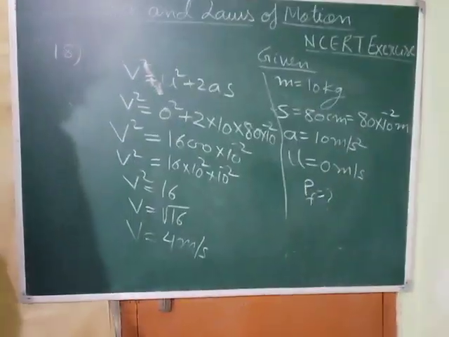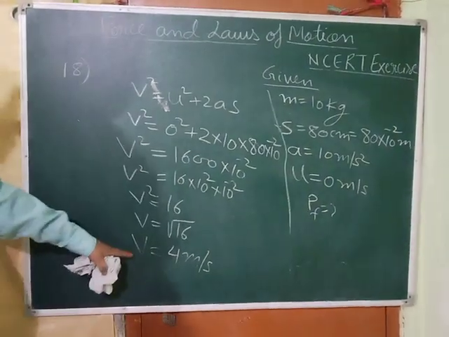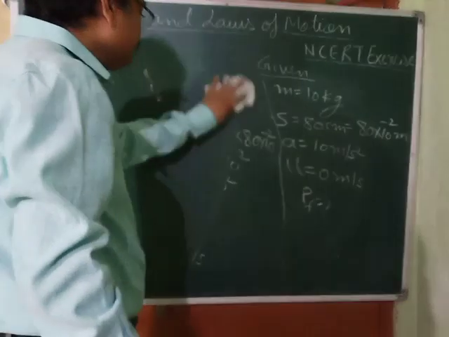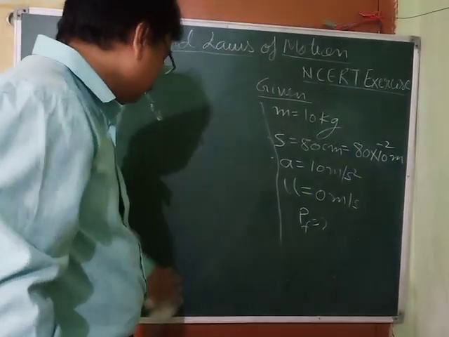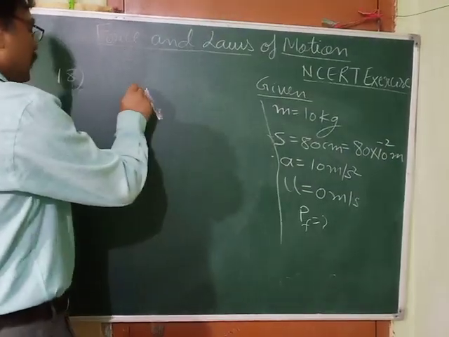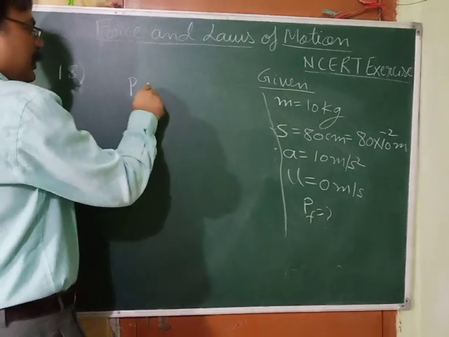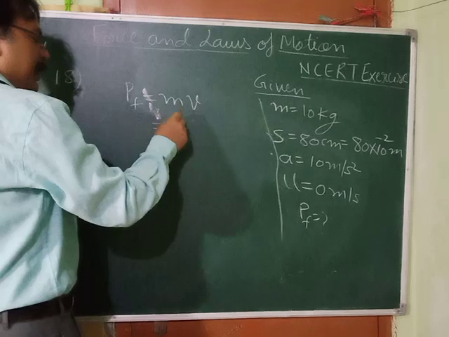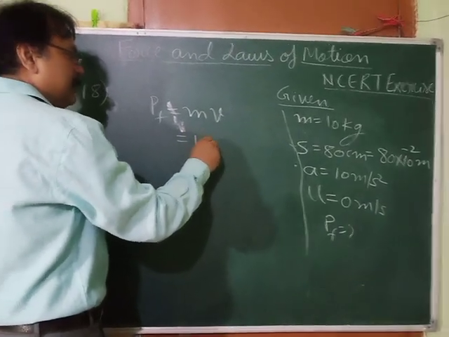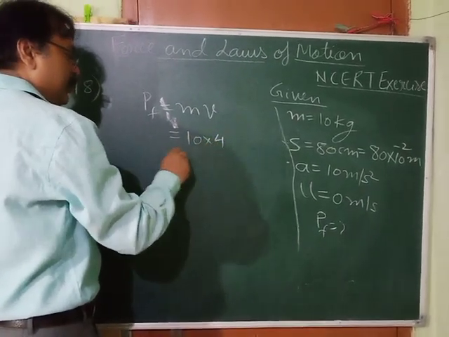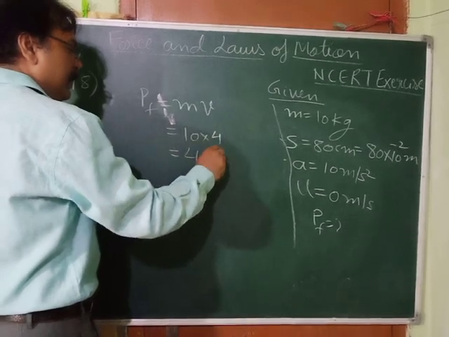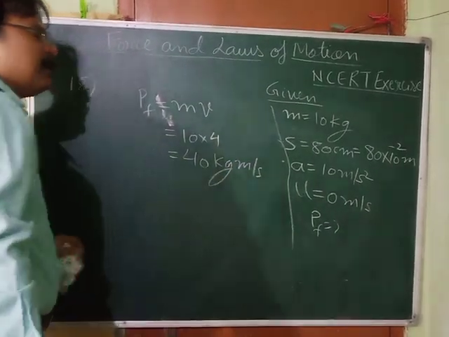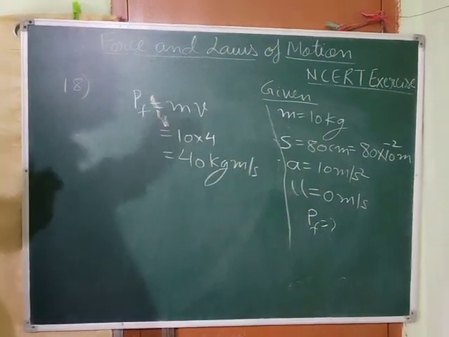So we got the velocity. Now we can move ahead. See, final momentum of the dumbbell was how much? M into final velocity. M is how much? It is 10 kg. Final velocity was how much? 4. So what we get? 40 kg meter per second. That is the final momentum of the dumbbell.